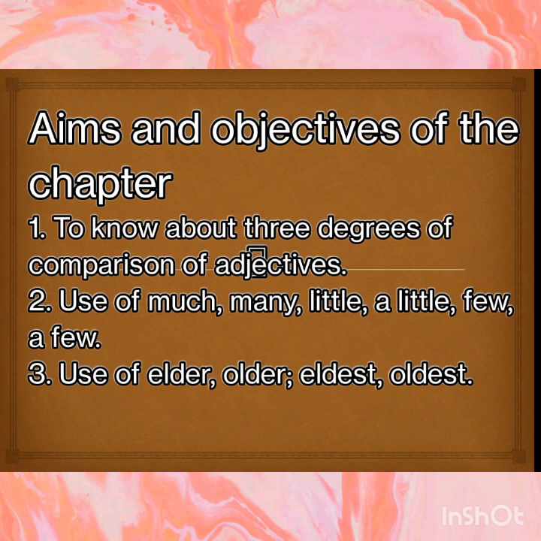Aims and objectives of the chapter. First objective is to know about 3 degrees of comparison of adjectives. Second, use of much, many, little, a little, few, a few. Third, the use of elder, older, eldest, oldest.